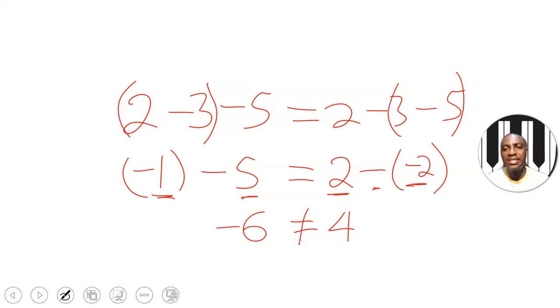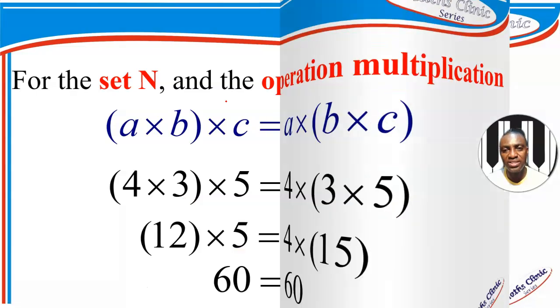Since the left hand side is not equal to the right hand side, my conclusion is that subtraction is not associative. Pause the video and try it for division and see whether it's going to be associative or not. I'm sure you did that and it is not associative as well. And so for the fundamental operations, addition and multiplication are associative, while division and subtraction are not associative.